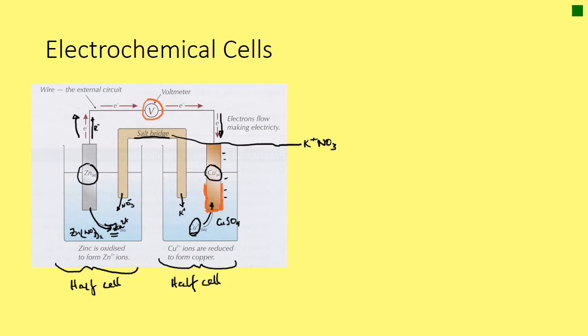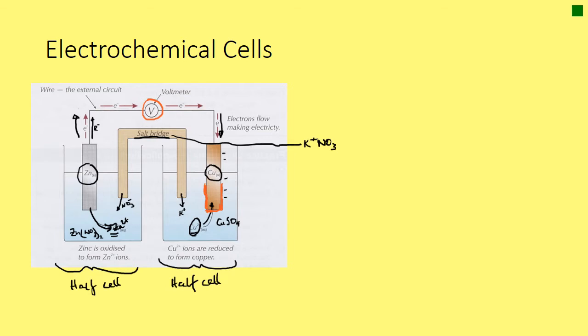And in the other half cell we have the other metal, so this is copper in this case, a metallic copper strip in a solution of usually copper sulfate, which just gives you copper ions in solution and sulfate ions. And then of course we've got the zinc ions in the left-hand half cell and the copper ions in the right-hand half cell.